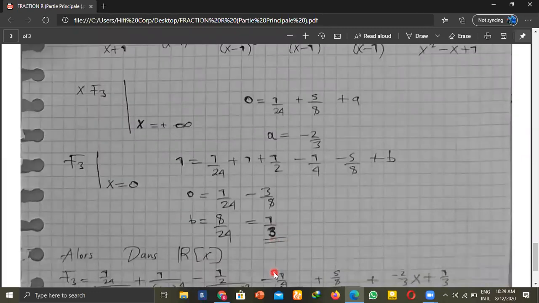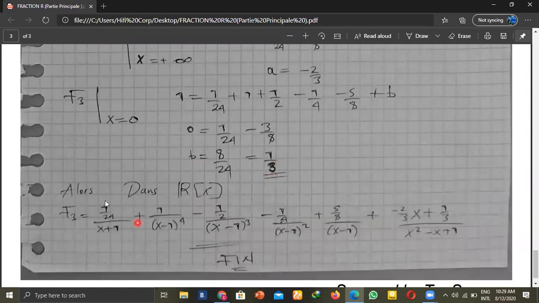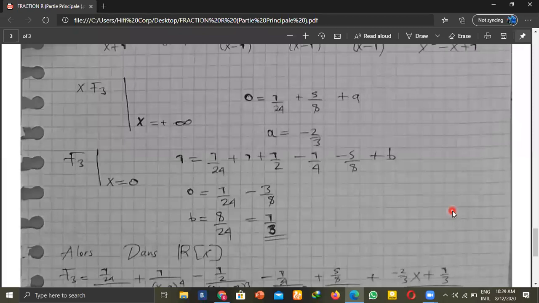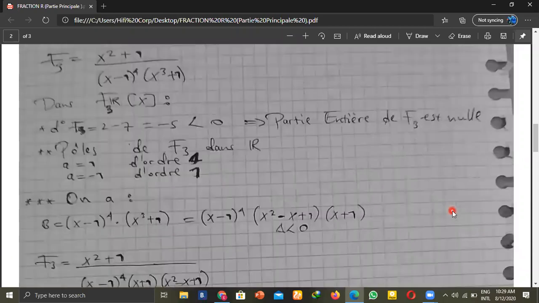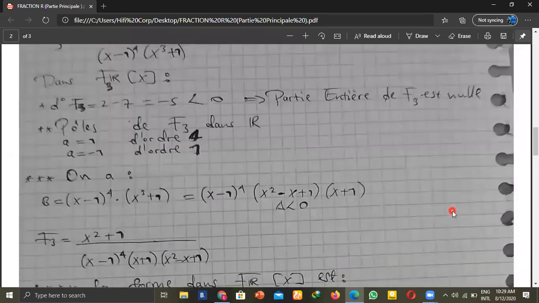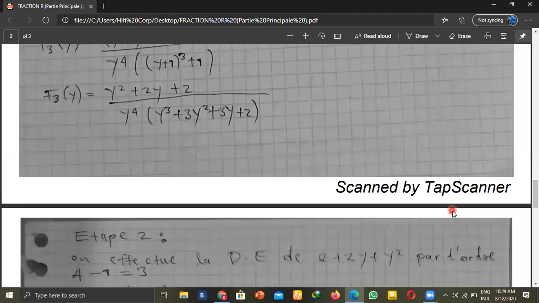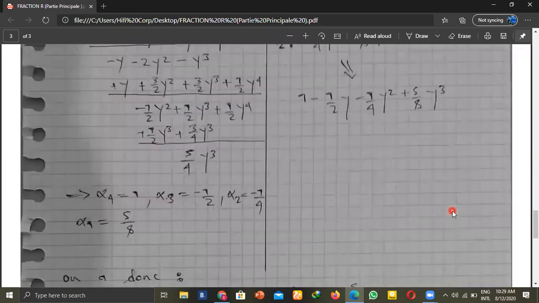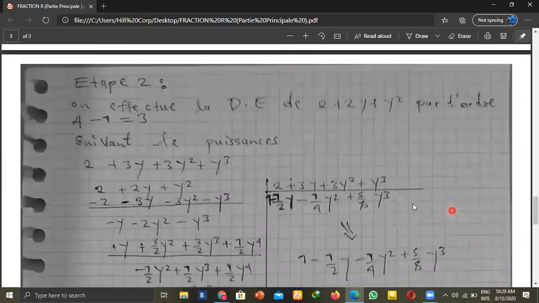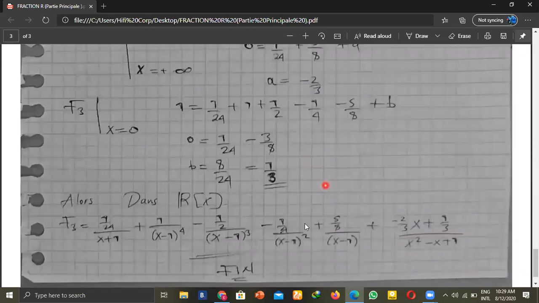So we found them. Our r, we put 1 over 24. For that one, we put the values which we found, and then we put the values which we found for r and b: negative 2 over 3 x plus 1 over 3. So we have decomposed in R completely, everything, and we found its values. This is all about decomposing. The partie principale is also very important because it will make your work very easy when you do it here.